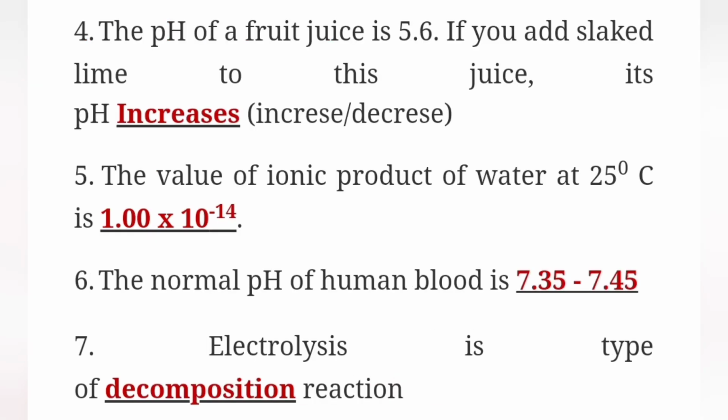Fourth one, the pH of a fruit juice is 5.6. If you add slaked lime to this juice, its pH dash. Answer, increases. Fifth one, the value of ionic product of water at 25 degrees Celsius is 1.00 into 10 to the power of minus 14. Sixth one, the normal pH of human blood is dash. Answer, 7.35 to 7.45. Then seventh one, electrolysis is a type of dash reaction, decomposition.